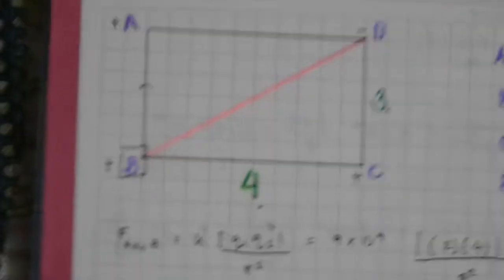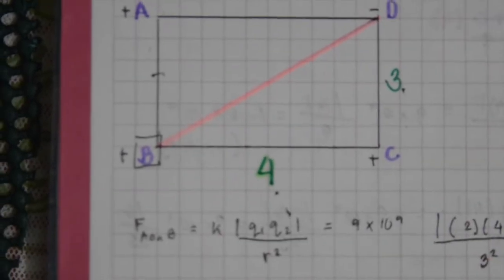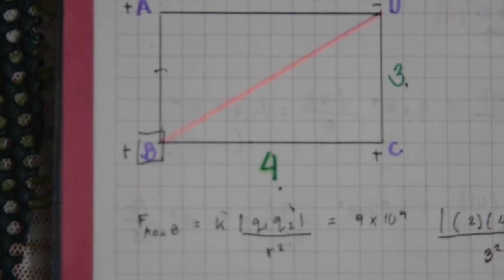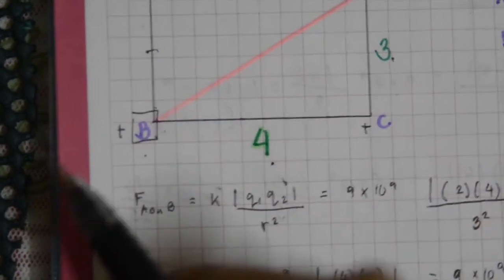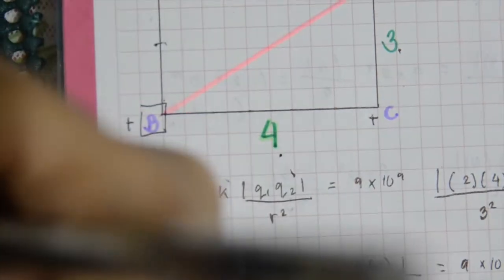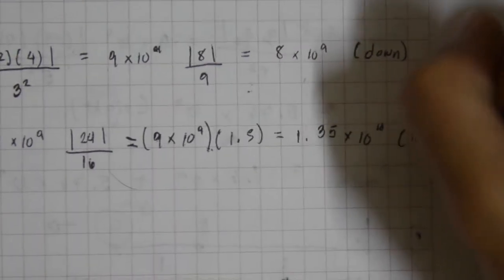Going back to the figure, we can see that B and C have the same sign too. So B will be going away from C, going that way to the left. So this will be left.